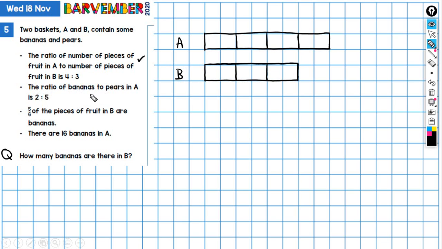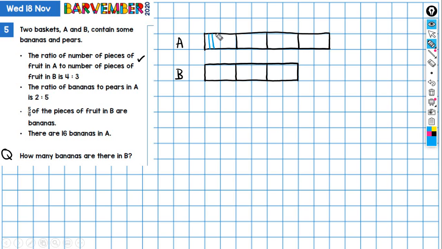Then we're told the ratio of bananas to pears in A is 2:5. That means 7 parts in all. I can't do that easily with 4. If this was already in sevenths, it would have been very easy. But what I'm going to do is divide each of these into sevenths, into 7 equal sized pieces, or approximately anyway, so I'm just eyeballing it.